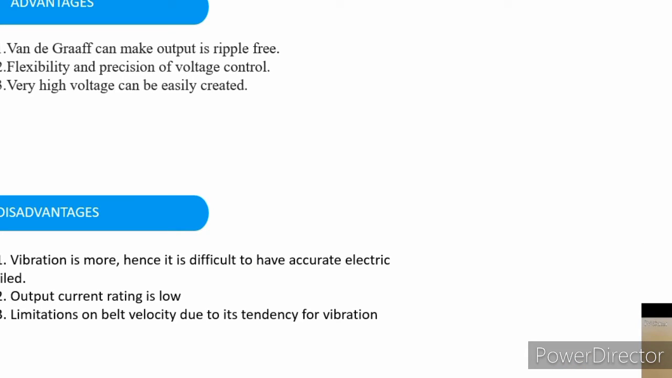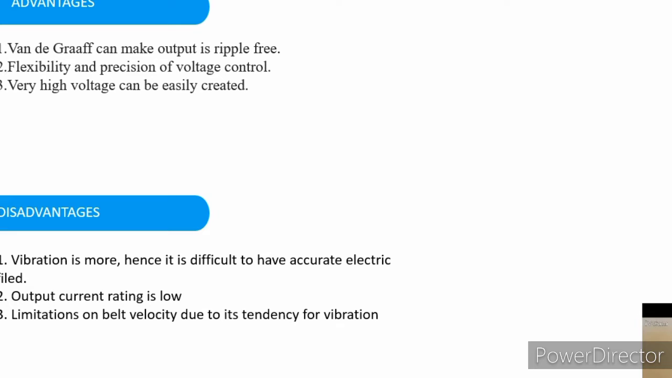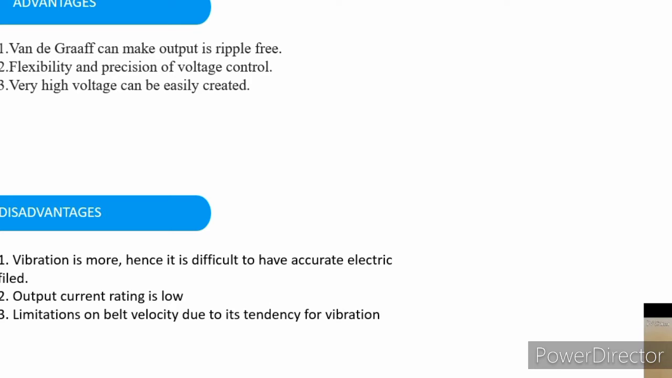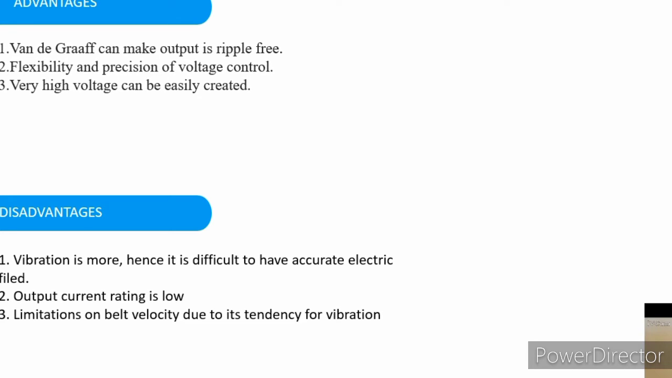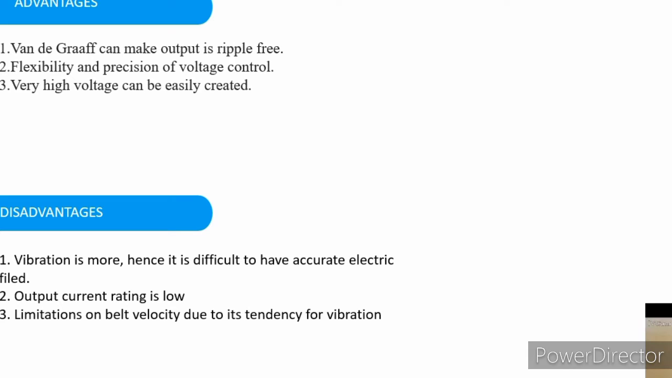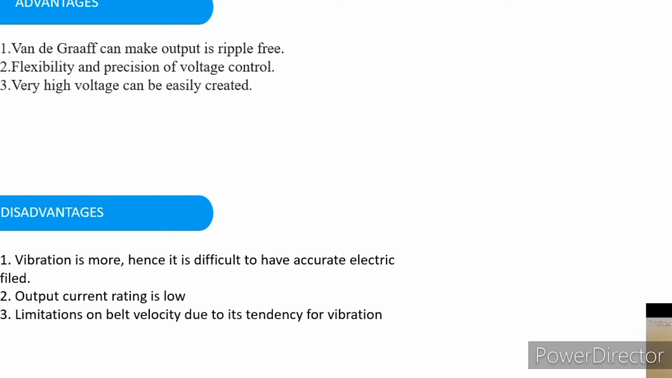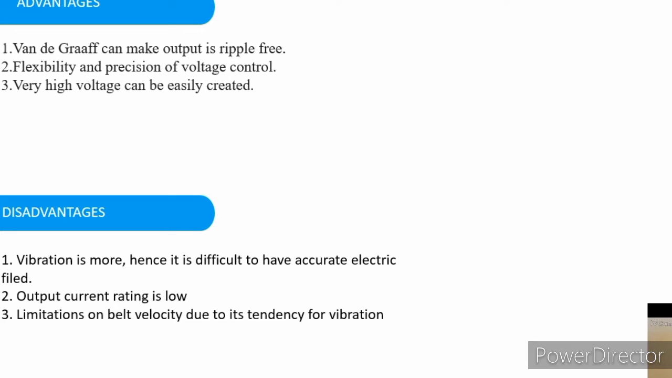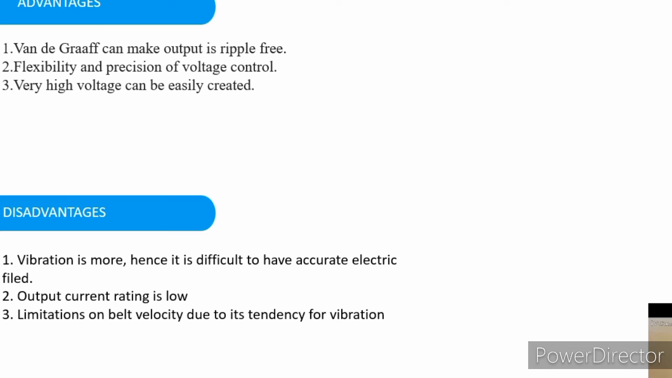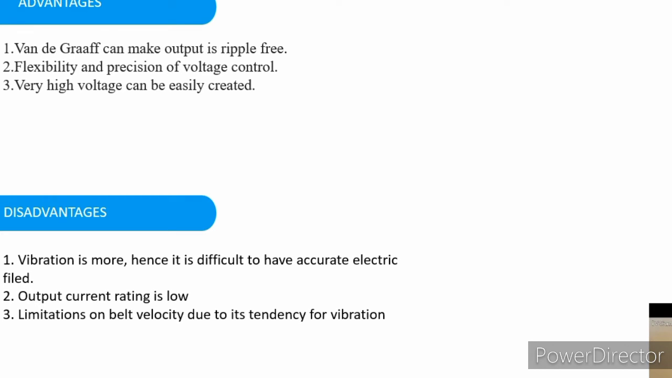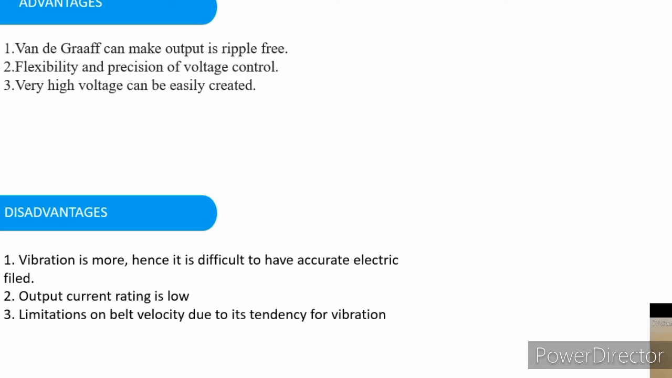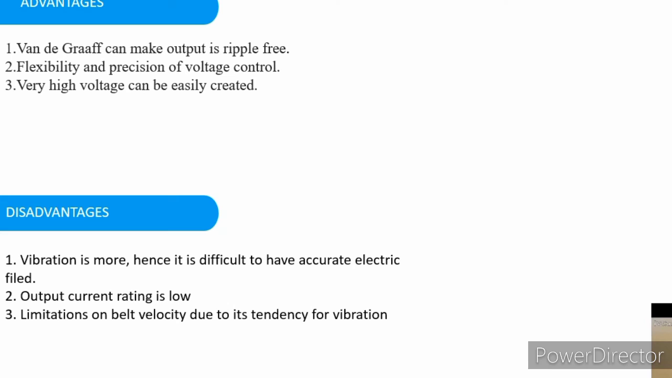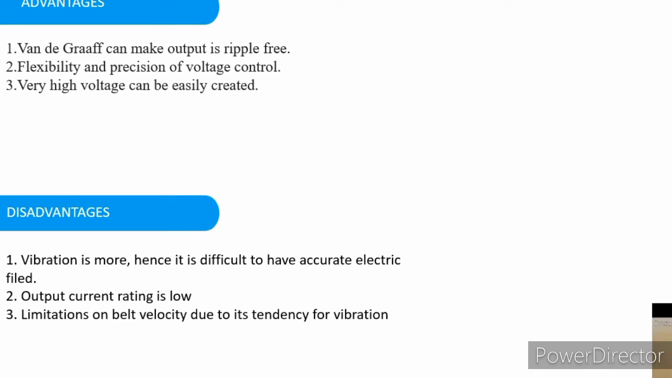Next, the advantages and disadvantages of the Van de Graaff. The advantage of the Van de Graaff is that the output is ripple free, with flexibility and precision of voltage control. Very high voltage can be easily created. For the disadvantages, vibration is more, hence it is difficult to have an accurate electric field. Output current rating is low, and lastly, there is a limitation on belt velocity due to the tendency of vibration.